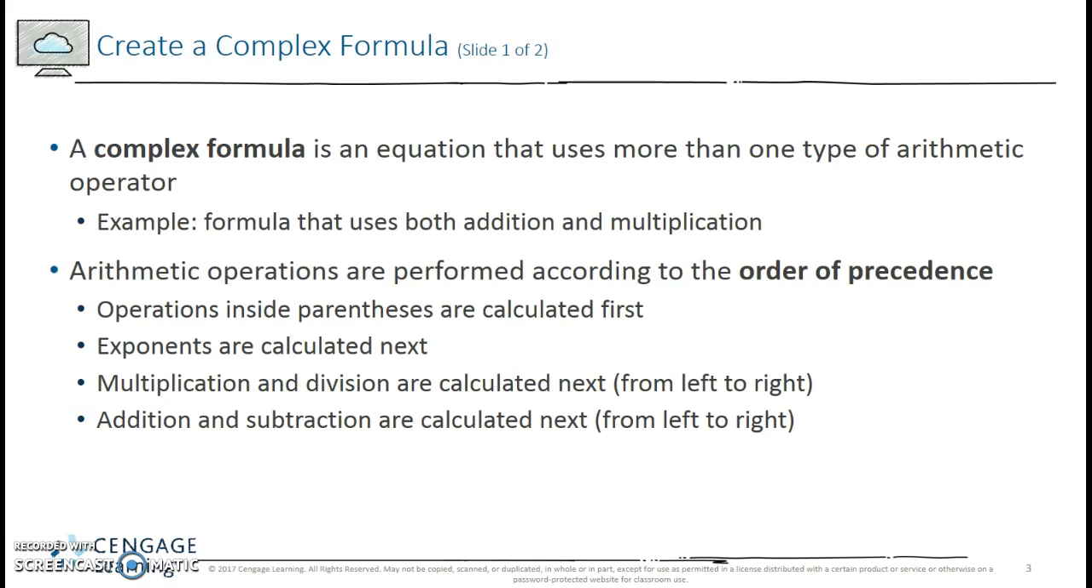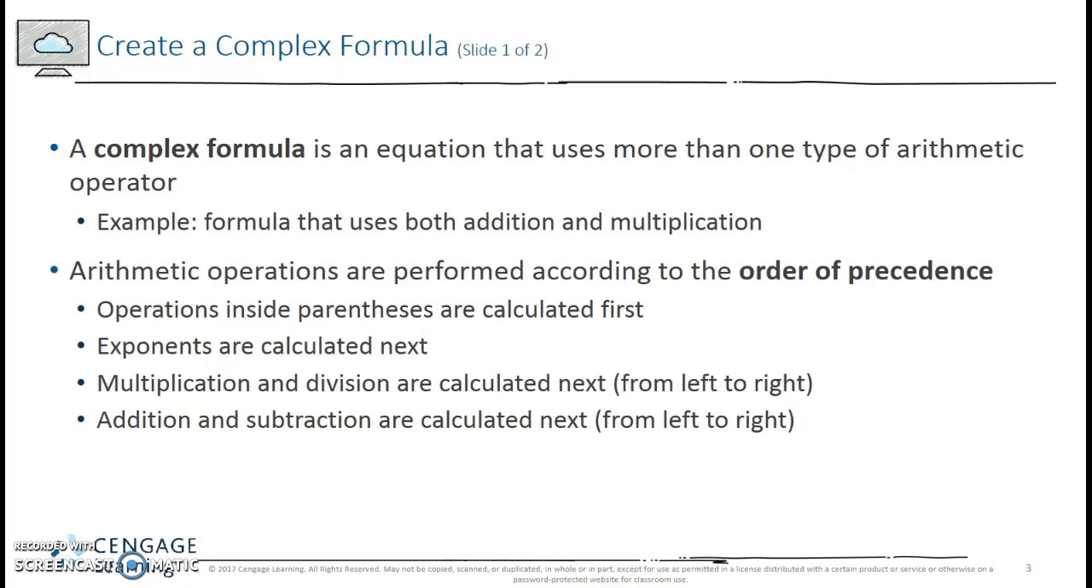So, the definition of a complex formula is an equation that uses more than one type of arithmetic operator. So you can have a simple equation that says 2 plus 2, but if you start to add other things onto that equation, like 2 plus 2 times 3, you have a complex formula.